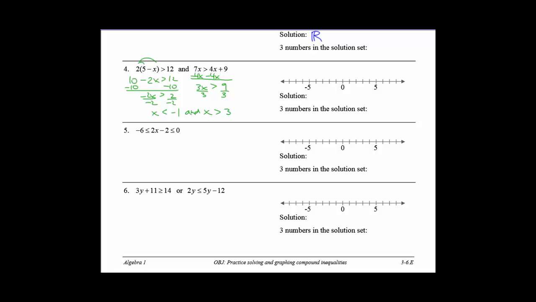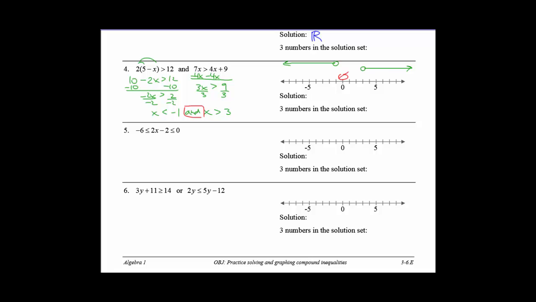So let's put the word and back in between there. We need to draw the graph of x less than negative 1 and x greater than 3. X less than negative 1 will have an open circle above negative 1 and shade to the left. X is greater than 3 will have an open circle above 3 and shade to the right. Putting those together with the word and means I'm only going to take the overlap or the intersection of those two, and there is no overlap.